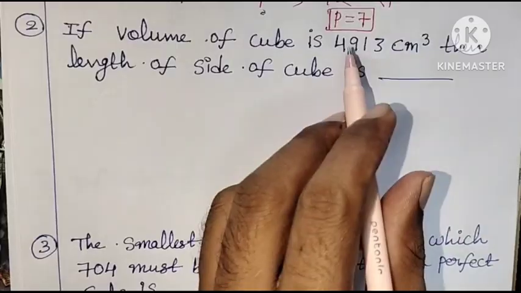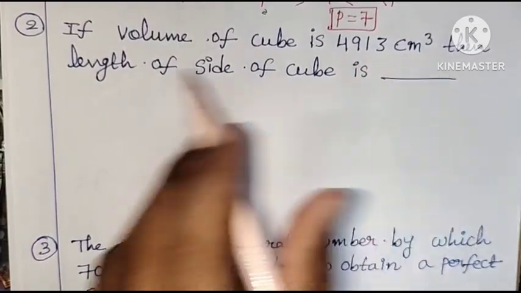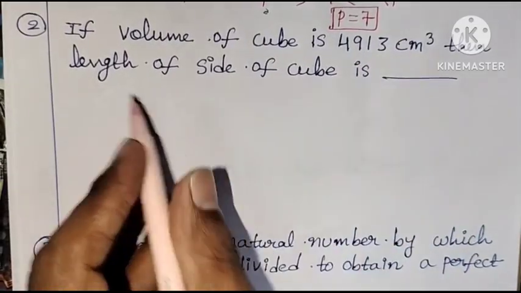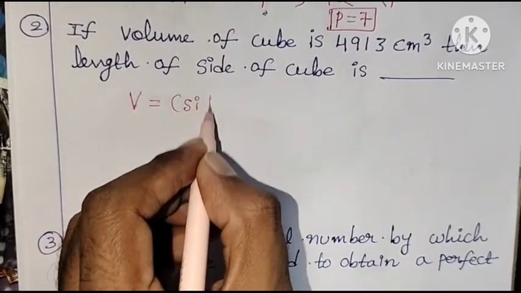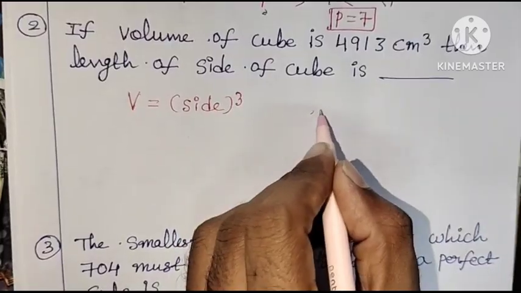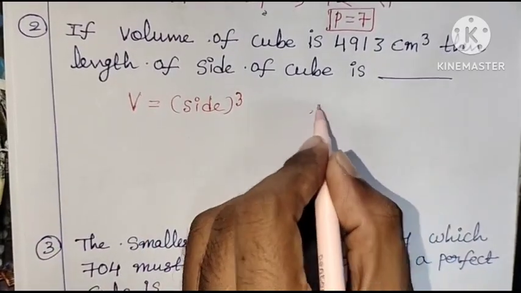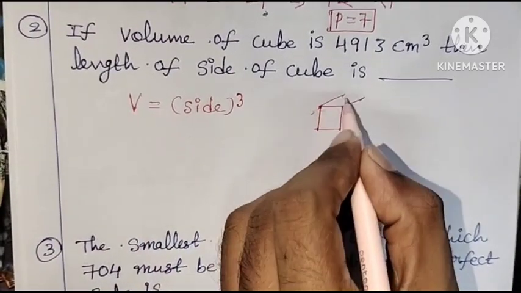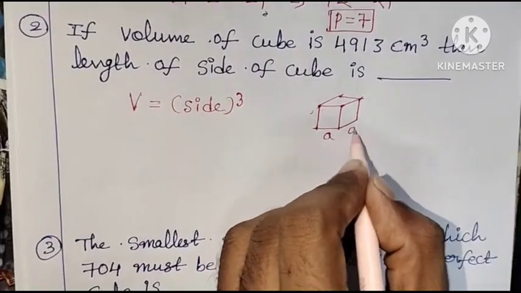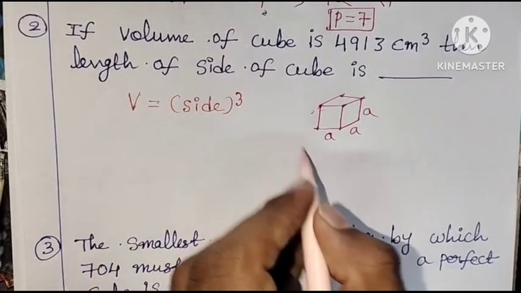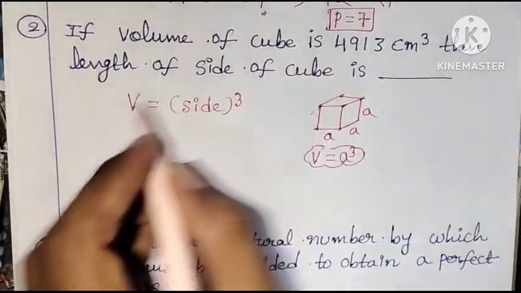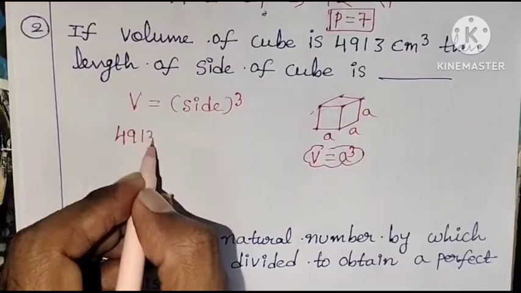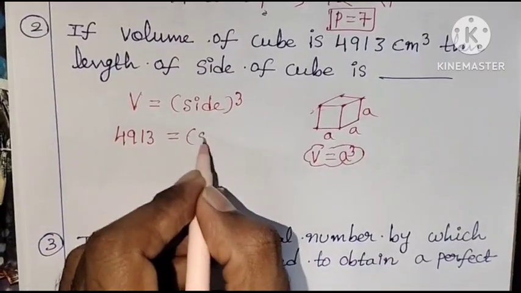The volume of a cube is 4913 centimeter cube. Then the length of the side of the cube is? So the volume of a cube formula is side cube. Now suppose let us consider a cube of each side A. Then the volume of the cube is A cube, side cube. The volume is already given, 4913 is equal to side cube.